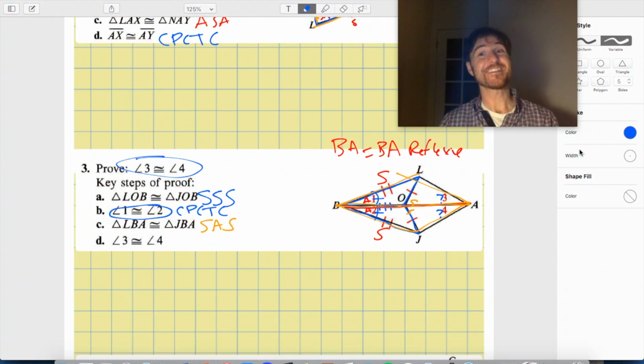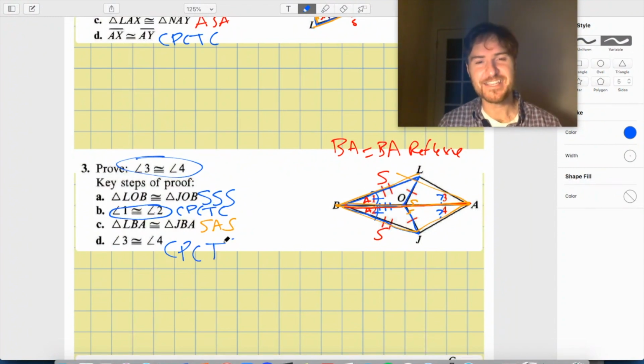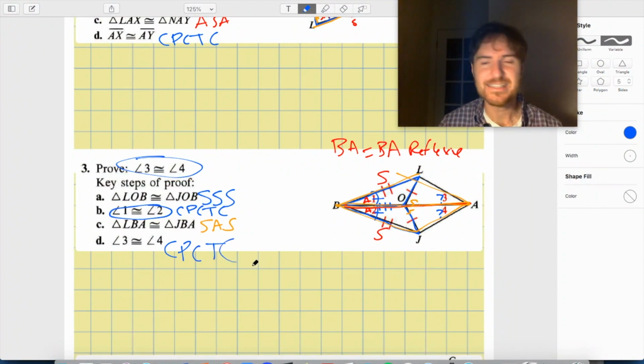And then part D, nice and easy. What can I put for my justification? Give me a C. Give me a P. Give me a C. Give me a T. Is that right? CPCTC. Yes, it is.